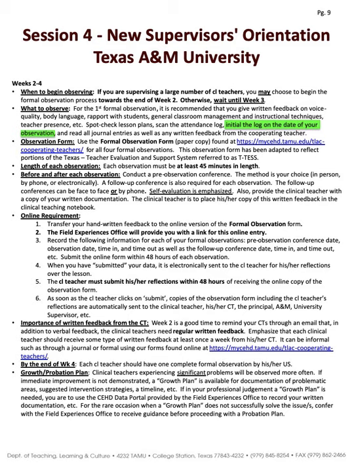There's information about the online requirement. You are to transfer your handwritten feedback to the online version of the formal observation form, and details about this are listed in this bullet. There is a bullet about the importance of written feedback from the cooperating teacher. Remind your cooperating teachers that clinical teachers need regular written feedback. Emphasize that each clinical teacher should receive some type of written feedback at least once a week from his or her cooperating teacher.